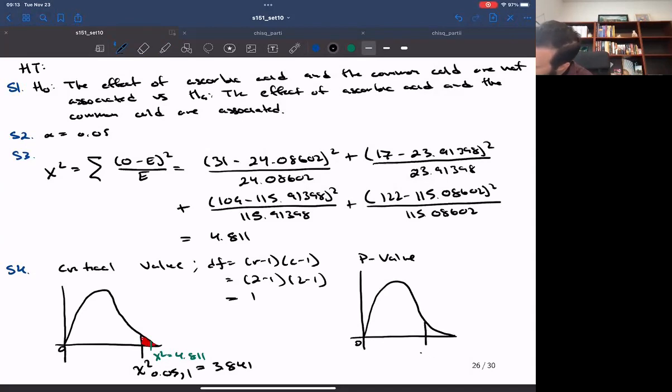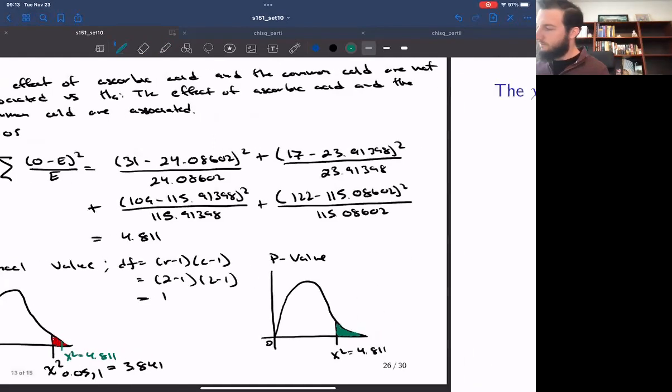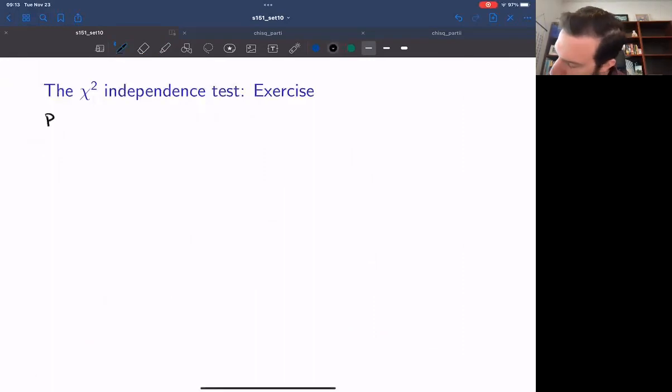All right, and then in this example, we write down our test statistic. Okay, so our p-value is going to be the area to the right of our test statistic. Okay, so we have p-value is equal to the probability that a chi-square exceeds 4.811.